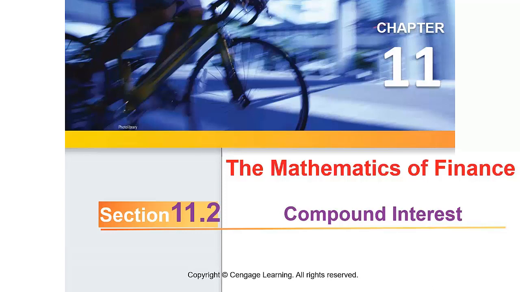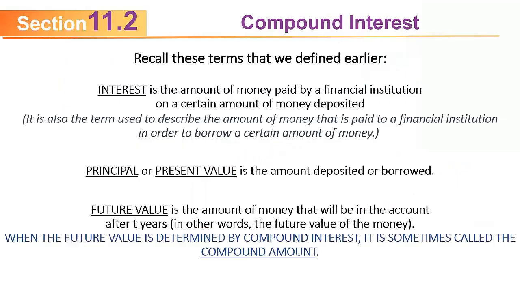Today we'll cover section 11.2 on compound interest. Recall that in discussing simple interest in the previous section, we defined some terms like interest, principal or present value, and future value. Now in the discussion of compound interest, which is today's topic, the future value is also sometimes called the compound amount. So principal and present value are interchangeable terminology, and in the context of what we'll talk about today, which is compound interest, future value and compound amount are equivalent terms.